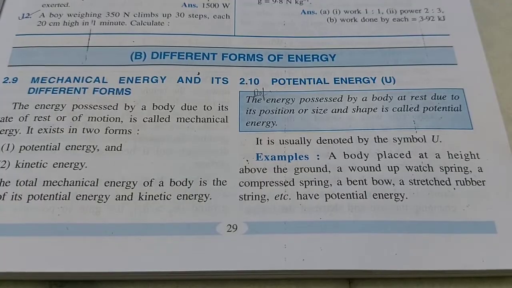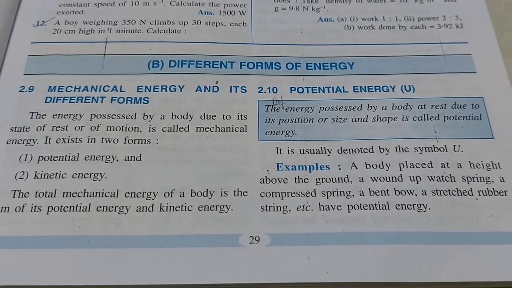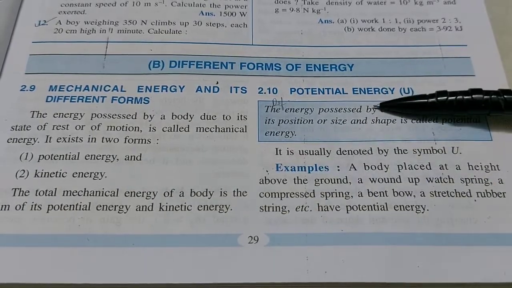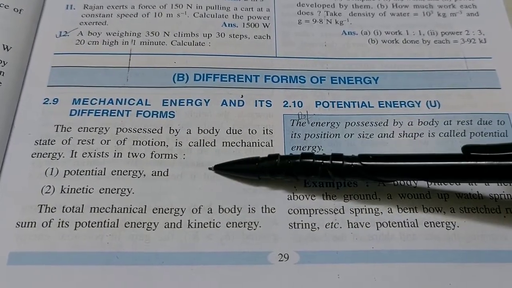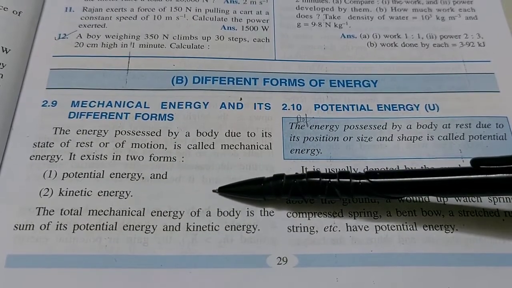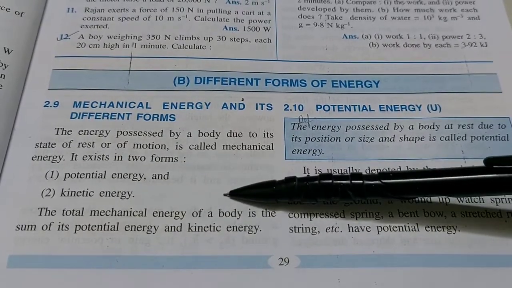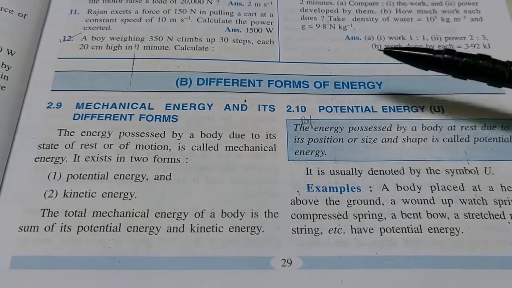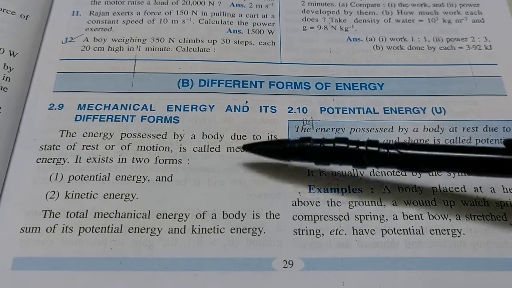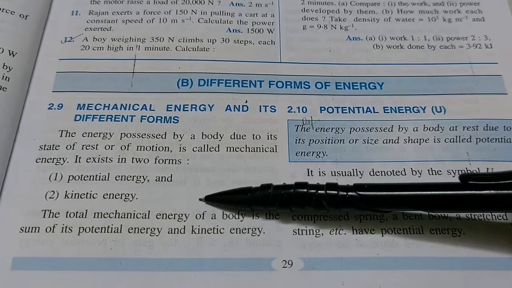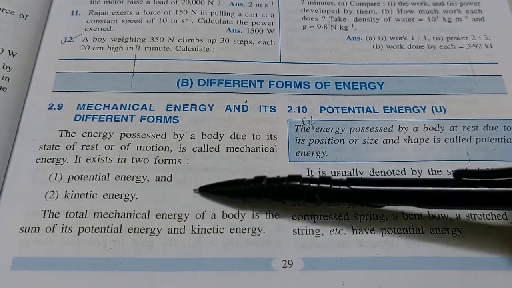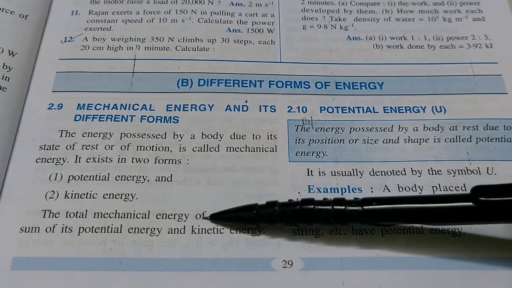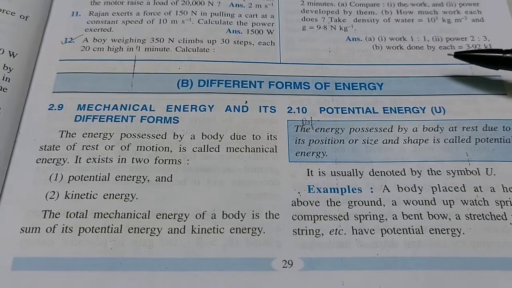10th Standard Physics, Chapter 2, Part B, Different Forms of Energy. Mechanical energy has two forms, potential and kinetic. Potential energy can only be converted to kinetic energy, after which the kinetic energy can be converted to any other kind of energy like electrical, magnetic, heat, sound, etc. So kinetic energy is very versatile. The total potential and kinetic energy of a body is called mechanical energy, which is always a constant unless there is some wastage of energy.